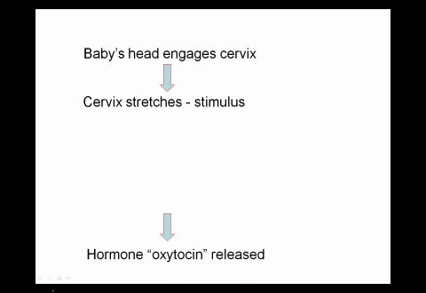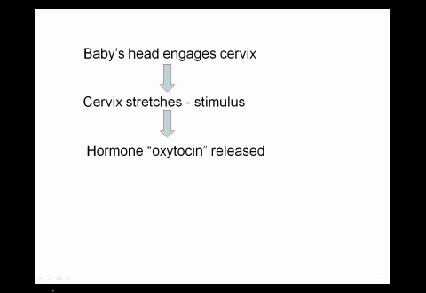Here is a diagram that illustrates how the positive feedback works with childbirth. Very late in gestation, the baby's head is going to engage the cervix, which is the opening between the vagina and the uterus. And as the baby's head pushes on the cervix, it causes some stretch. So this is the original stimulus. And the response to cervical stretch is the release of a hormone called oxytocin by the pituitary gland. And the target of oxytocin is the smooth muscle in the uterine wall. And it causes uterine contractions to increase.